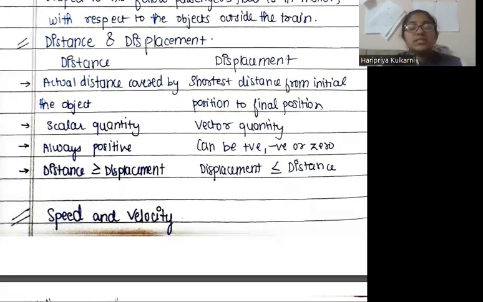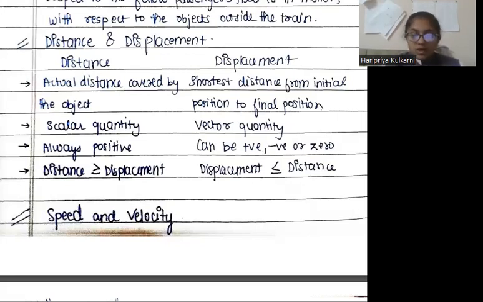So this shortest path is called the displacement. Distance is a scalar quantity. That means it only has magnitude, that is a number. It does not follow any direction, and it does not follow any vector addition rules. Whereas displacement is a vector quantity. It depends on direction as well, magnitude as well as direction. Distance is always positive. Displacement can be positive, negative or zero as well.